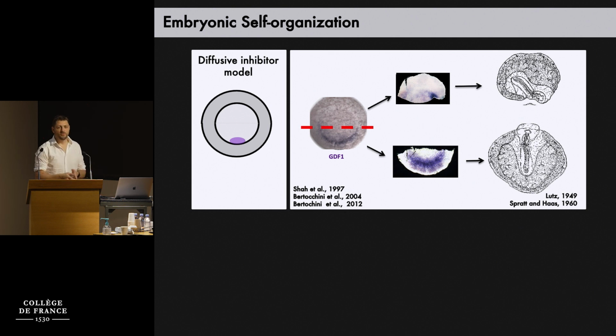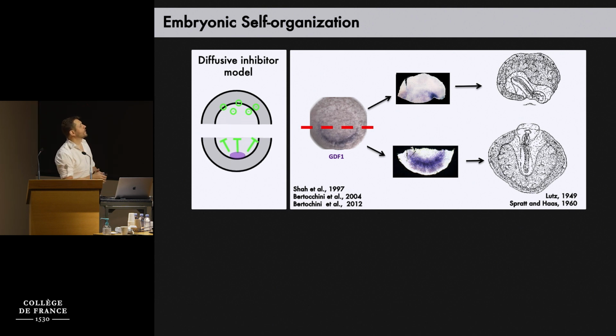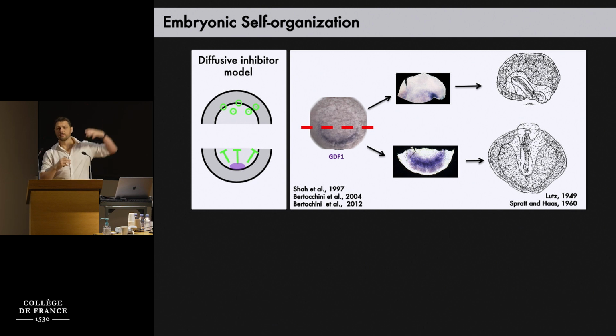So a model has been proposed here, and the idea is that you have GDF1 in purple here that would secrete its own inhibitor, and the inhibitor would diffuse farther away from the source. And then when you cut the embryo in half, what happens is that you separate the anterior part from the source. So now the inhibitor can be washed away, but because there is no source, there is no inhibition, and then you drive the expression of GDF1.